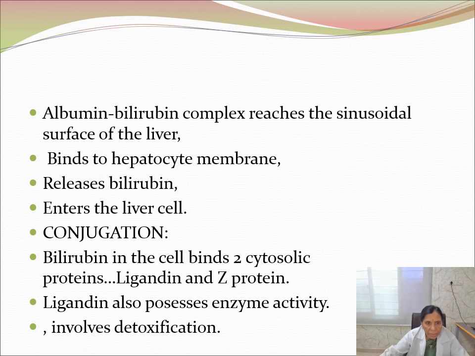After combining with albumin, this complex reaches the sinusoidal surface of the liver and binds to the hepatocyte membrane and releases bilirubin. That enters the liver cell, and the next conjugation process takes place. Bilirubin in the cell binds to cytosolic proteins. They are ligandin and Z protein. Ligandin also possesses enzyme activity, and it is involved in the detoxification process.